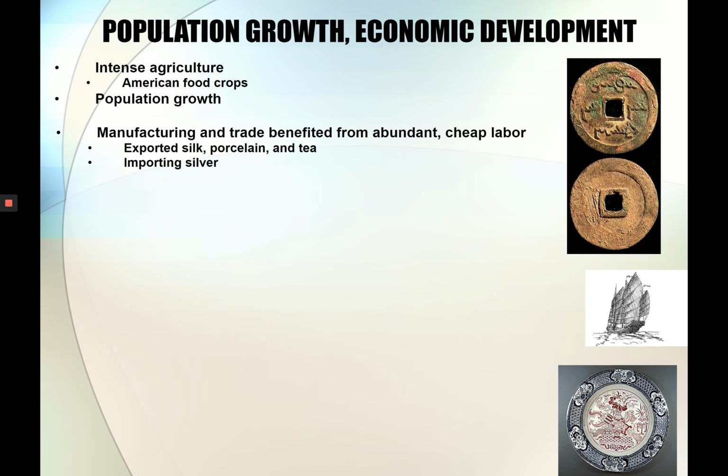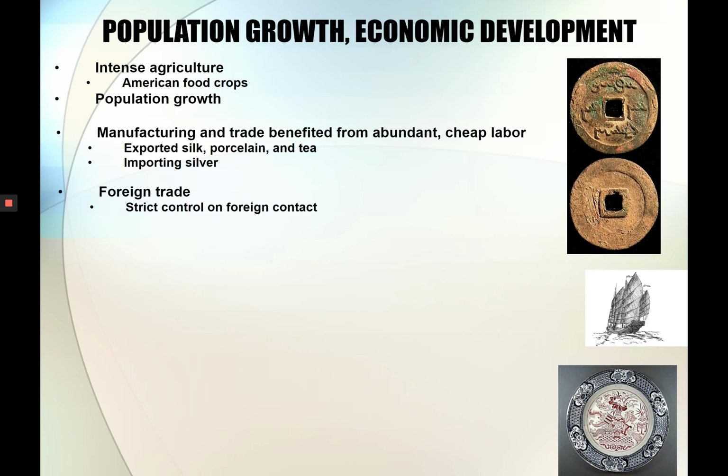And in fact, the economy did so well during the Qing dynasty that on 4 separate occasions, the Qianlong Emperor was able to completely cancel taxes. The government had so much money, they didn't need to collect taxes from the people.